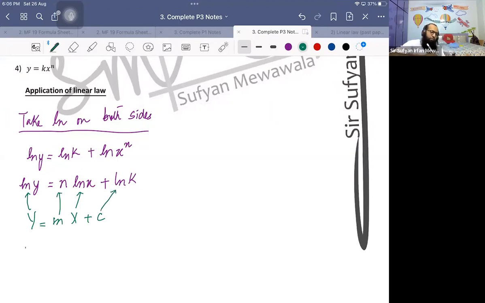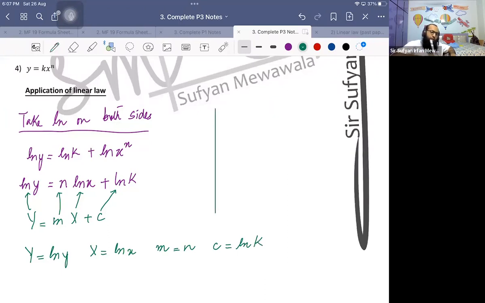So now I'm writing it over here. If I take ln y on the vertical axis and ln x on the horizontal axis, the gradient would be n. The intercept this time would not be called y-intercept. Rather, it will be called ln y-intercept, because we'll be taking ln y on the vertical axis. So what is the ln y-intercept? The ln y-intercept is ln k.